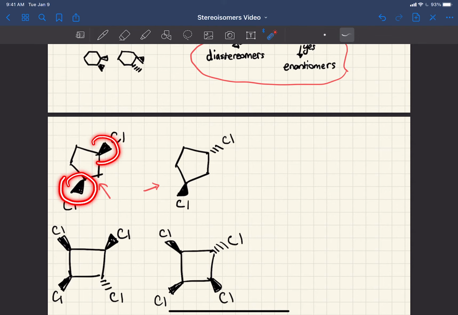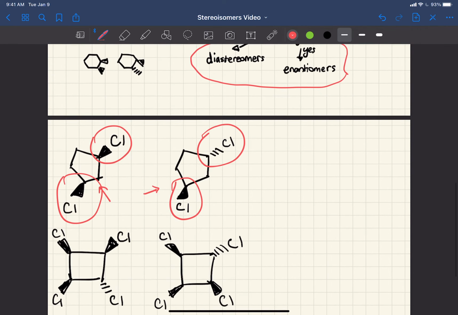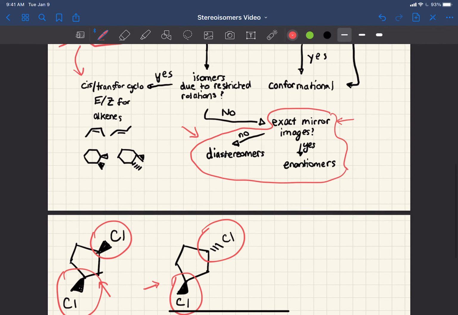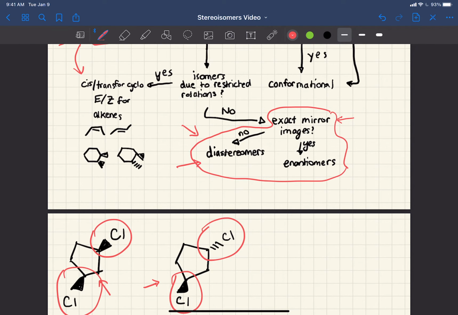And so what I will do is very quickly look at the fact that this is a wedge and this is a wedge and this is a wedge, but this is a dash. And so what that tells me is I don't really care if this is R or S, right? But I know that this bond and this bond are going to have the same assignment. So those could be R or S. I'm not going to determine that, but I know they're going to be the same. And then I look at this one, and I notice that they're not the same. They're different, right? And so a rule that we looked at was that if they're not exact mirror images, we have diastereomers here, right?